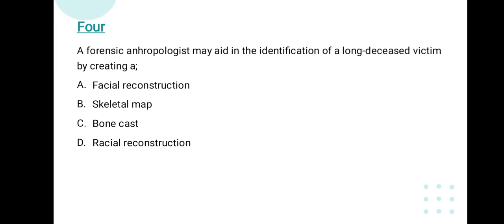Question 4. A forensic anthropologist, there's a spelling error in that. It's supposed to be anthropologist. A forensic anthropologist may aid in the identification of a long deceased victim by creating what? Do they create a facial reconstruction? Is it a skeletal map? Is it a bone cast? Or is it a racial reconstruction? What they create for long deceased victims is a facial reconstruction. That is choice A.